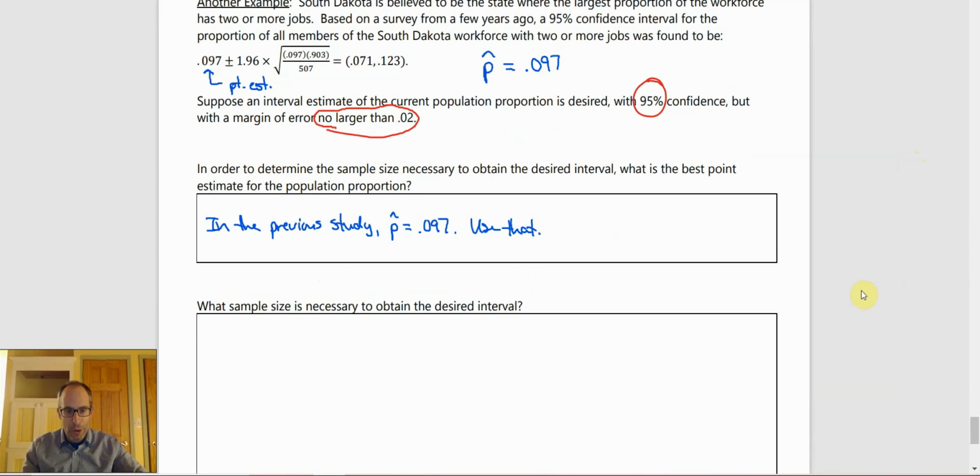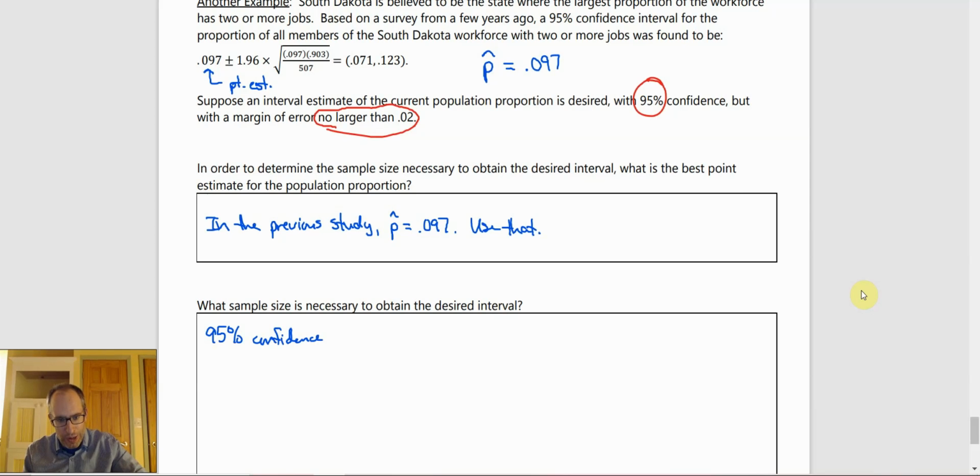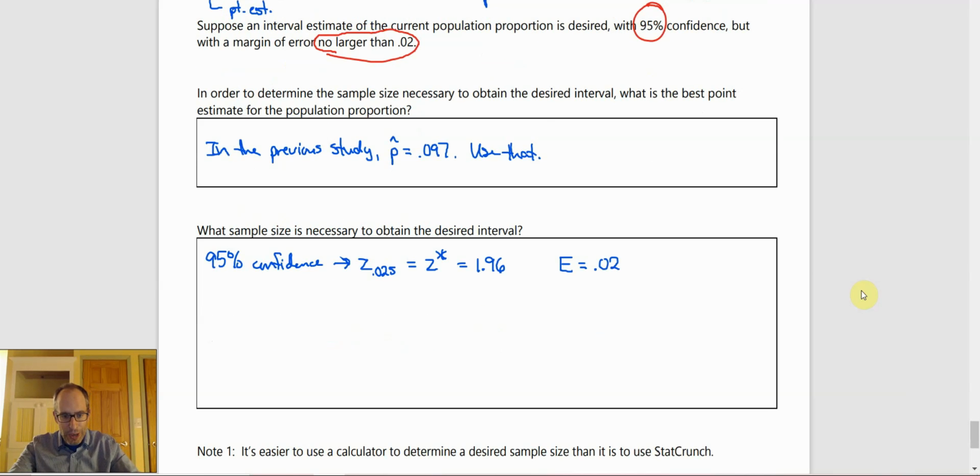All right. So, the 95% confidence will give us a critical value of 1.96. And that's one that you're going to end up memorizing whether you want to or not. So either z with a subscripted 0.025 or z star, depending on what notation you want to use. It's 1.96 for 95% confidence. And the other thing is that our bound on the margin of error is 0.02 because it says so in that thing that's circled in red, right? No larger than 0.02. Okay, great.